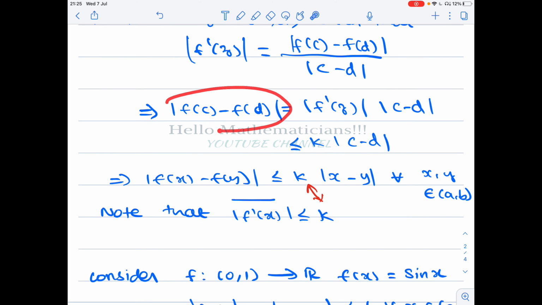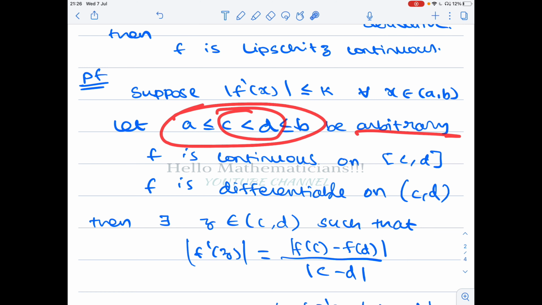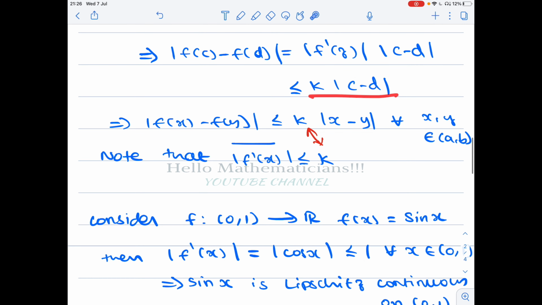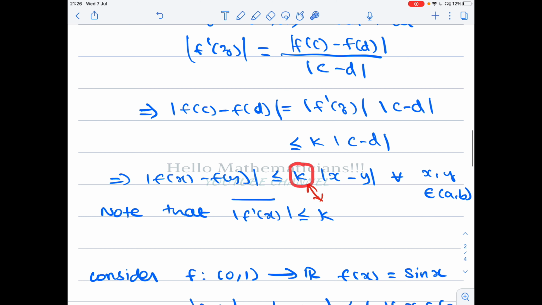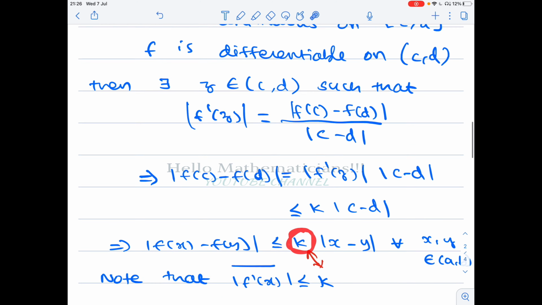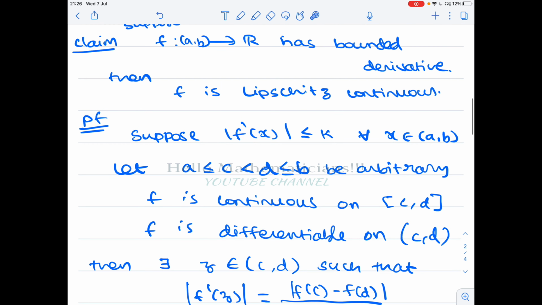But c and d are arbitrary points in the interval (a, b). Therefore, we get modulus of f of x minus f of y less than or equal to k times mod x minus y. Here we observe that this k we are getting is called a Lipschitz constant. If f has a bounded derivative, then the bound for the derivative is the Lipschitz constant. That is one thing to observe.